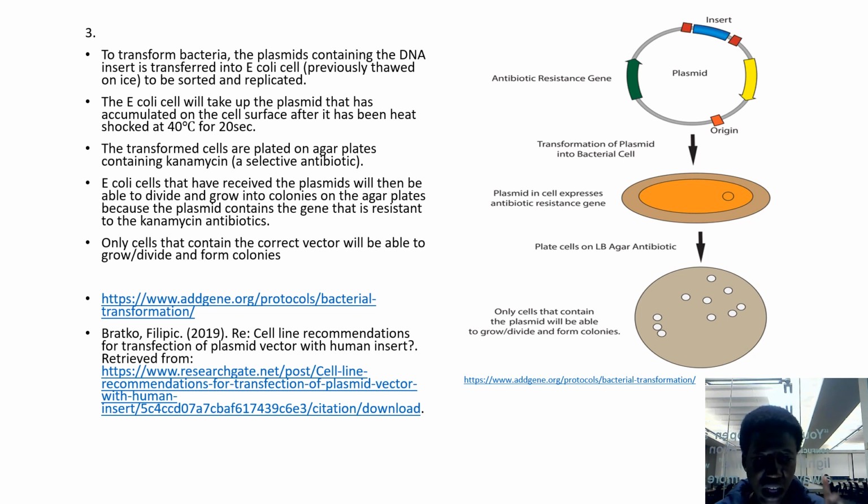E. coli cells that have received the plasmid will then be able to grow into colonies on the agar plate because the plasmid that contains the gene insert has an antibiotic resistance gene. So it will be able to grow in the presence of kanamycin. That means most of the colonies formed on the agar plate, as shown in the picture, have the correct vectors.